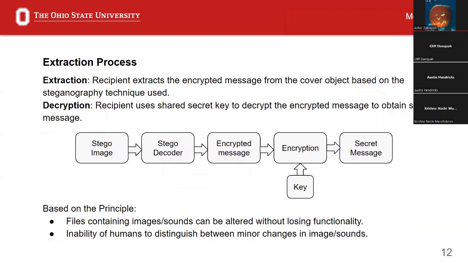The extraction process on the receiver's end involves extracting the encrypted message using the same technique used for steganography encryption. Then the encrypted message is decrypted using the shared key to obtain the secret message. All of this is based on the principle that files containing images and sounds can be altered without losing functionality, and also the inability of humans to spot these minor changes.